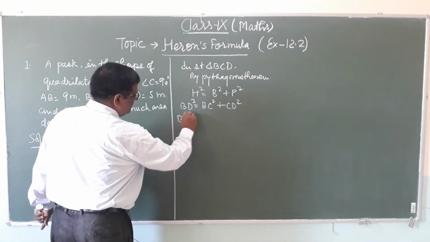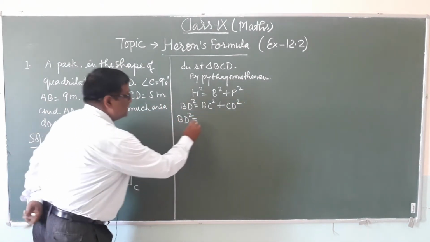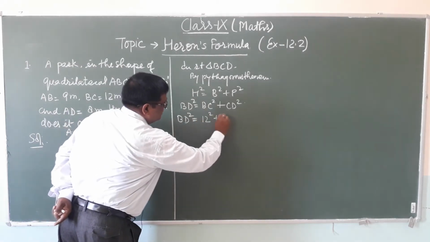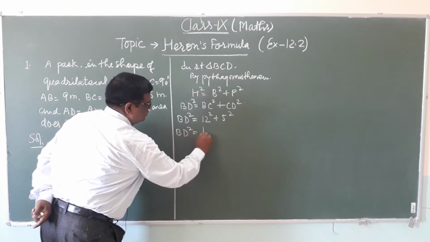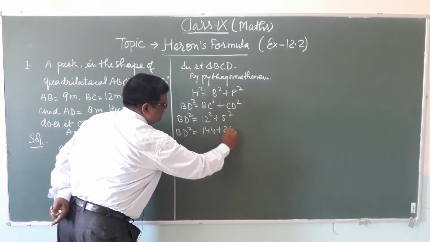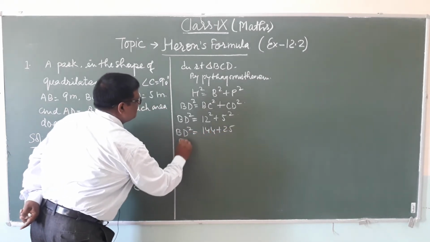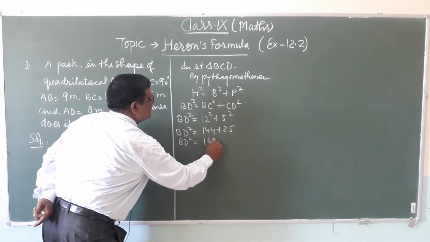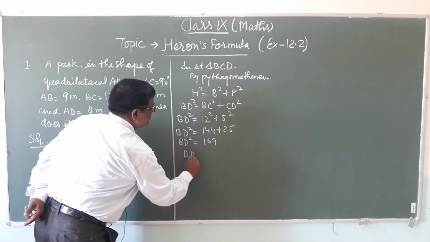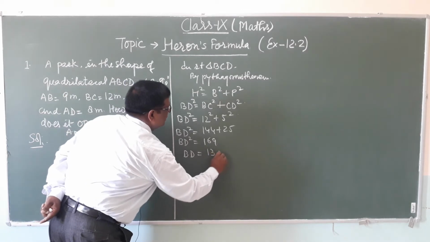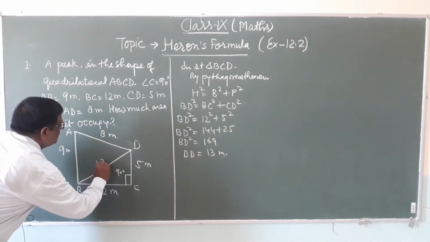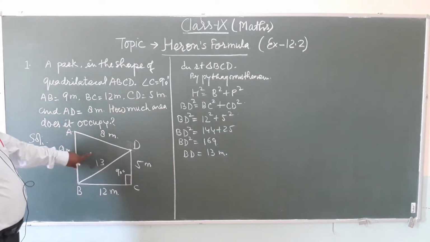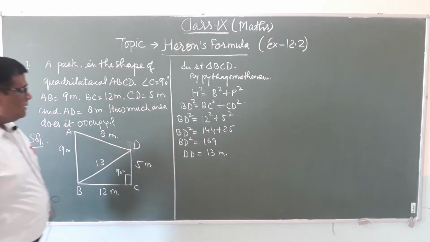BD square is equal to 12 square plus 5 square. So BD square is equal to 144 plus 25, BD square is equal to 169. So BD is equal to 13 meter. Now this one is 13. So first of all we have to find the area of this triangle.